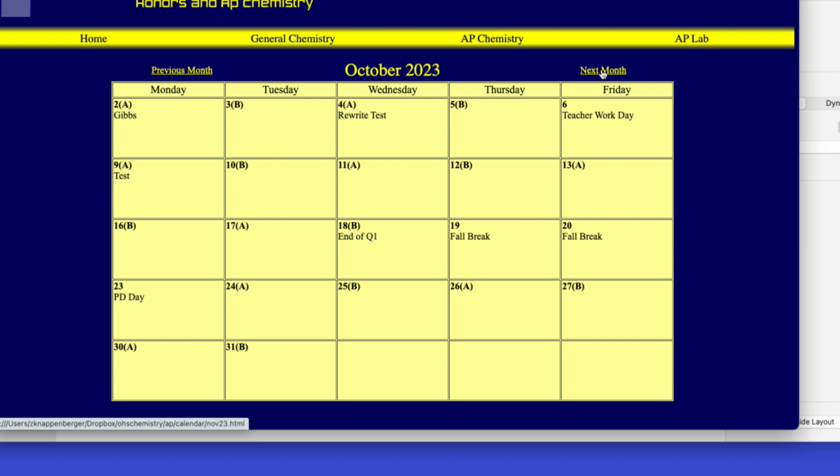Guys, on the 2nd, we are going to talk about Gibbs free energy. But remember, Gibbs free energy is that tie-in to the table at the bottom of page 822. On Monday, we are going to wrap up this unit. Then on Wednesday the 4th, we're going to rewrite our first unit test.